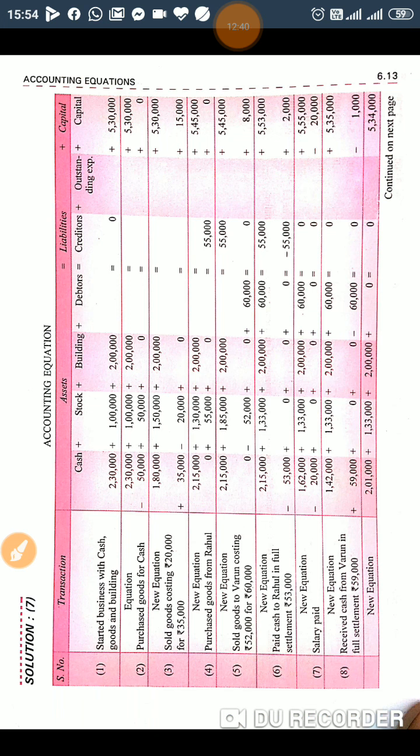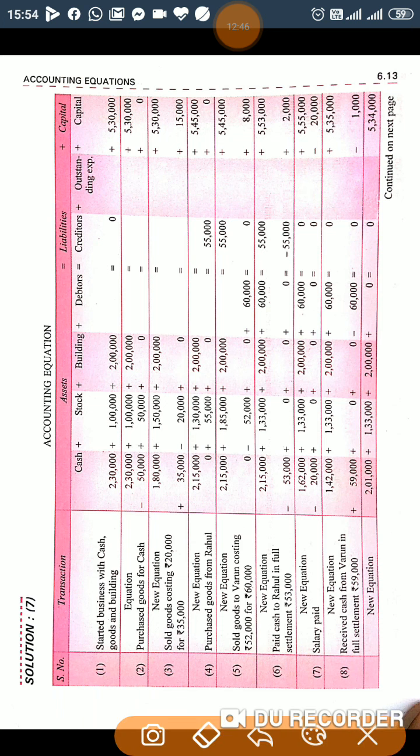55,000. So the new equation will be cash remains the same 2,15,000. Stock, after adding 50,000, becomes 1,85,000. Building is 2 lakh, creditor 55,000, outstanding expenses 0, and capital is 5,45,000. So if you add it, it comes to 6 lakh on one side. On the liability side the total of the liability is 6 lakh, and the asset total is also 6 lakh. So the accounting equation is balanced.